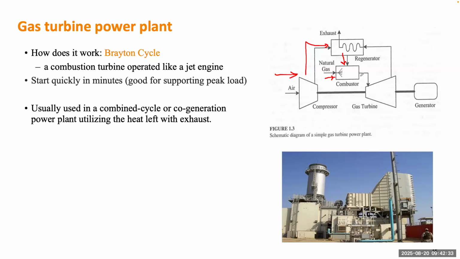So most of the gas turbine generators are actually used in a combined cycle or cogeneration power plant, not an individual gas turbine power plant, because that can give you a much higher efficiency. But if you only use the gas turbine on its own, the efficiency is similar to the coal-fired power plant. So only maybe slightly higher, which is 46%.